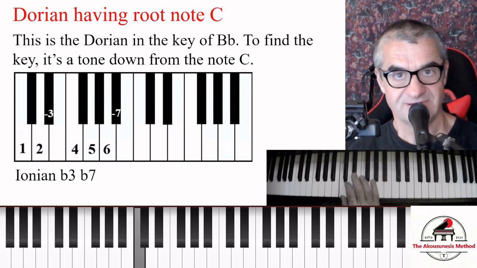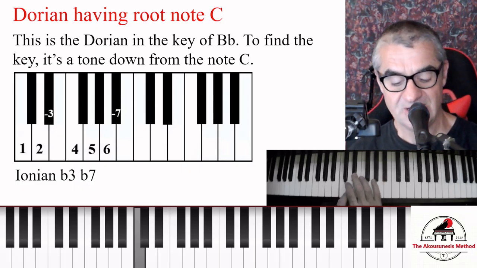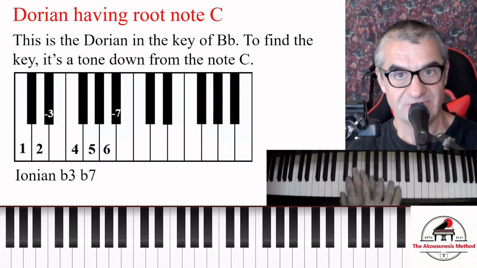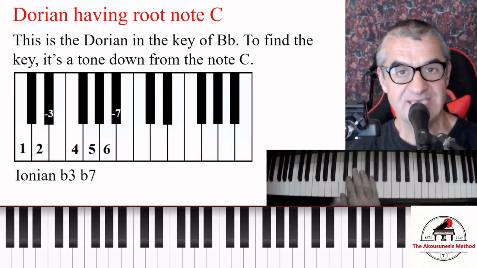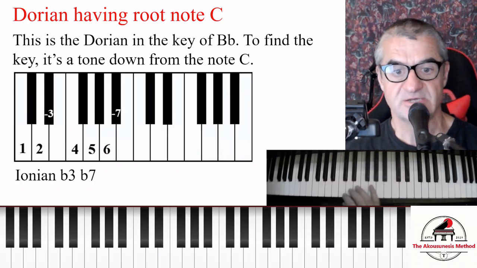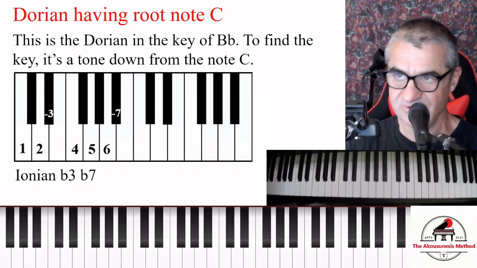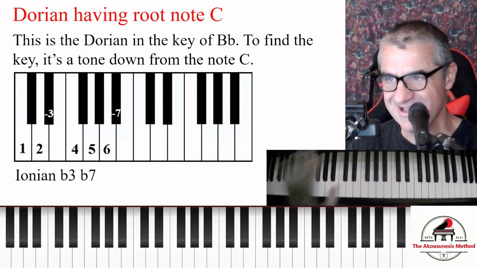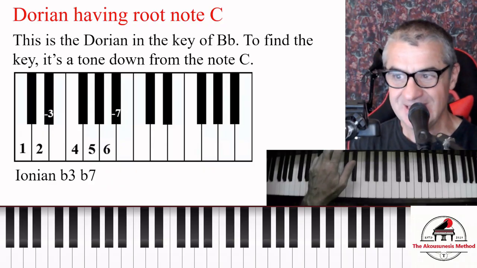So that's C Dorian. You don't have to know the melodic interval series of the Dorian, you just have to know what key it's in. And if you know what key it's in, then you can play it. That goes with all the modes. I won't go there because I might confuse you, but let's move on.